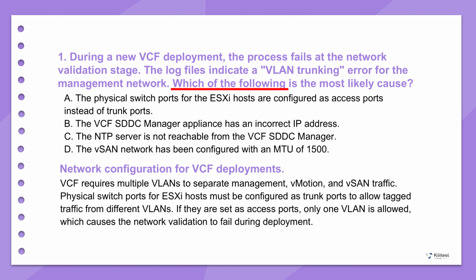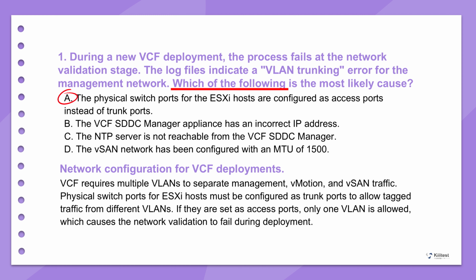Okay, yeah, that's a classic. VCF networking absolutely depends on VLANs working correctly, fundamentally. So that VLAN trunking error is basically shouting that your VLAN tags aren't getting through the physical network properly. And nine times out of ten, maybe even more, the reason is the physical switch ports your ESXi hosts connect to. They're probably set up as access ports. Instead of trunk ports. Exactly. Access ports strip the VLAN tags.